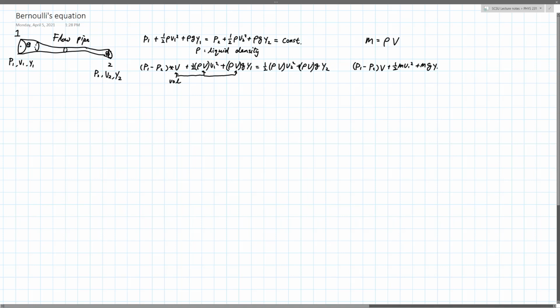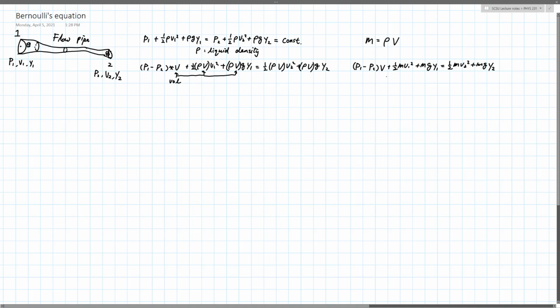Well, that starts to look like kinetic energy, right? And then 1/2 m v2 squared plus m g y2. So this starts to look like mechanical energy on one side, mechanical energy on the other side. There's an additional term P and V, right?